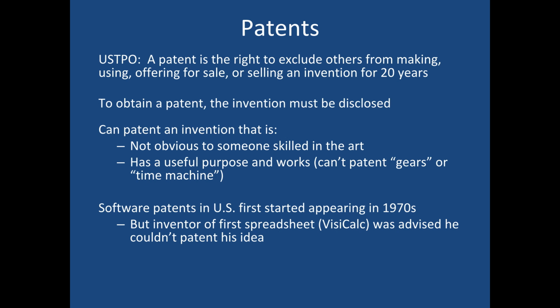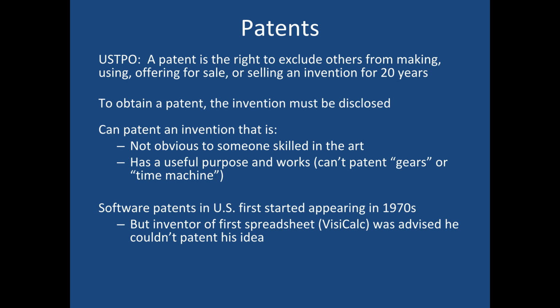Now, patents have been around forever, hundreds of years. But software patents only started appearing in the 1970s. The very first spreadsheet was about 1980. That was called VisiCalc. No one had ever seen a computer spreadsheet before. And the creator's lawyer told him he could not patent the idea of a spreadsheet, even though no one had thought of it before. So he didn't patent it, and lots of other companies then made a lot of money on it, and he didn't.